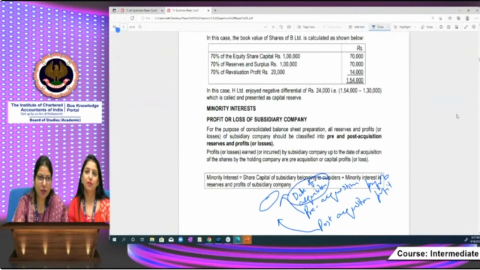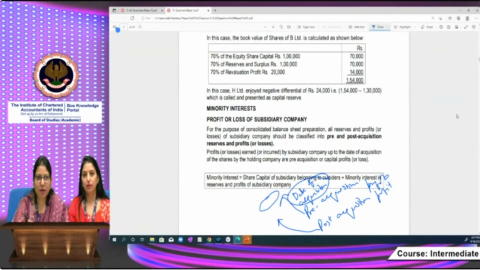In the chapter of consolidation, we are not supposed to work upon acquisition of interest in the subsidiary at different dates, or different reporting dates of holding and subsidiary, and the foreign subsidiary. So these are the exclusions. We are not supposed to do any problem on these particular subtopics. We are just to focus on the single subsidiary and the type of problems which are given in the study material.